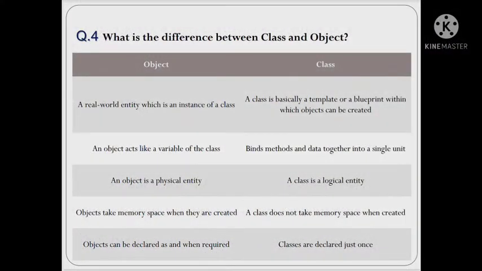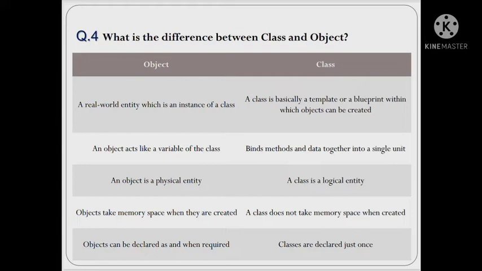Question number 4. What is the difference between class and object? An object is a real-world entity which is an instance of a class. A class is basically a template or a blueprint from which objects can be created. An object acts like a variable of the class. Classes bind the method and data together into a single unit. An object is a physical entity while a class is a logical entity.